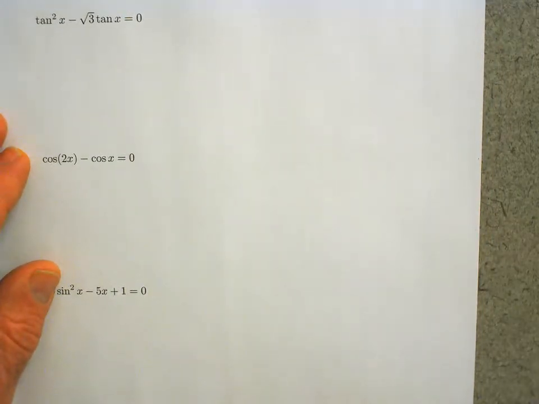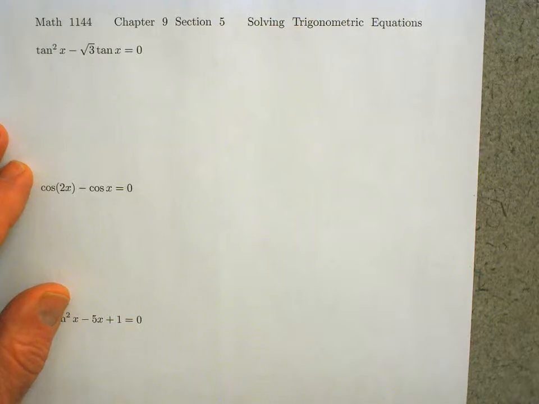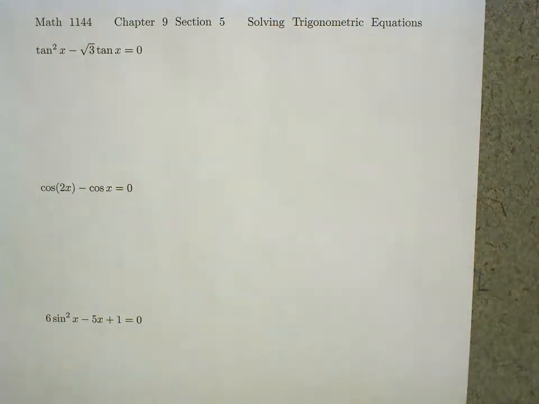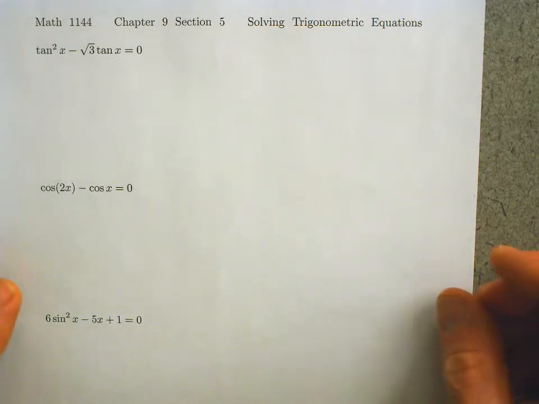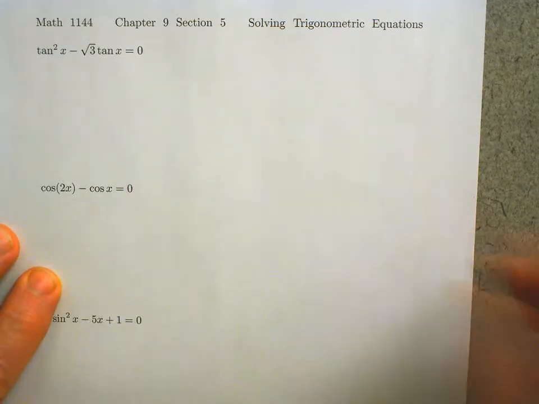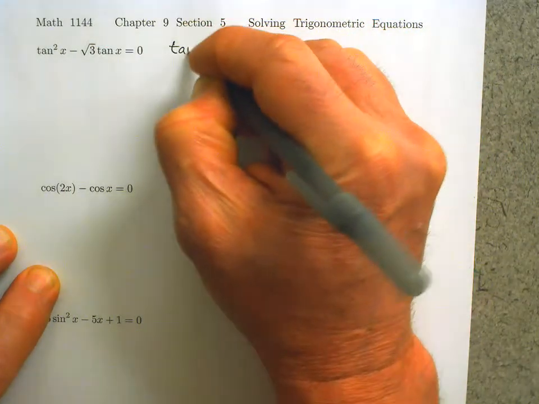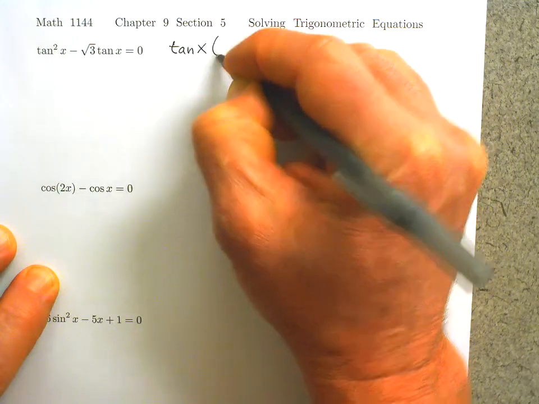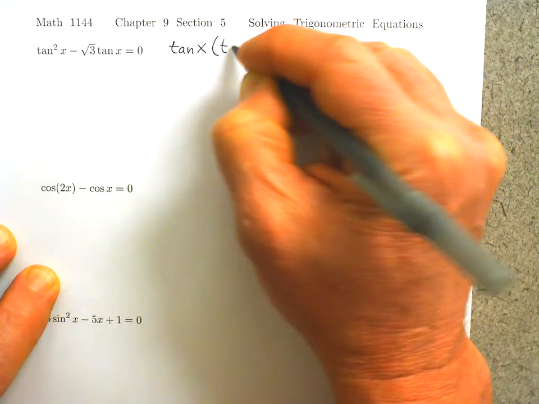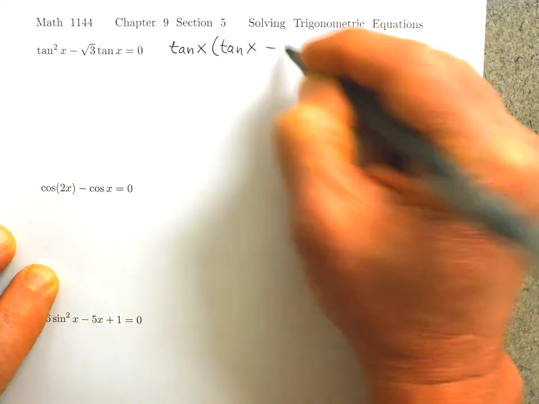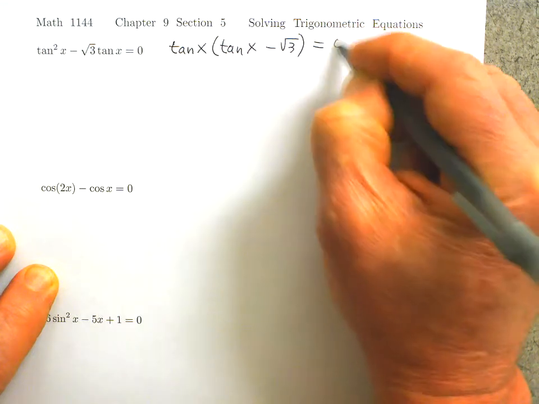Okay, the next equation: tangent of x squared minus the square root of 3 times tangent of x equals 0. This is also quadratic in form. Here we can factor tangent of x out, and the other factor is tangent of x minus the square root of 3, and the product is 0.